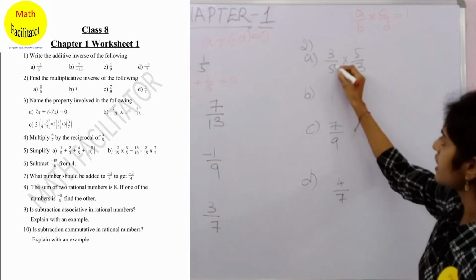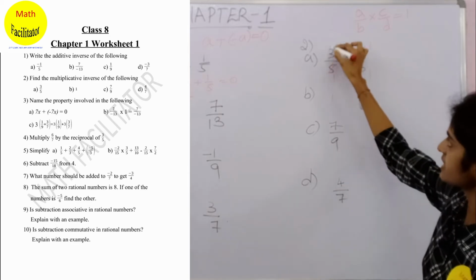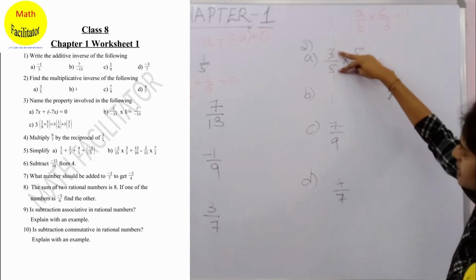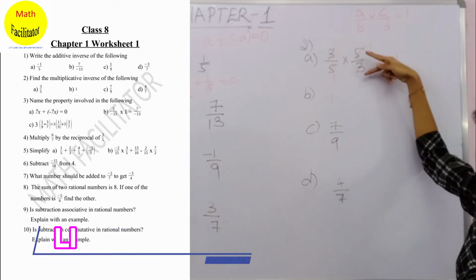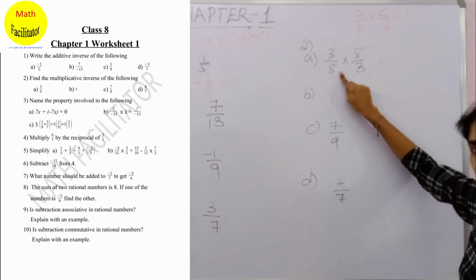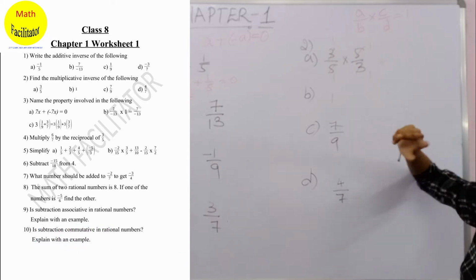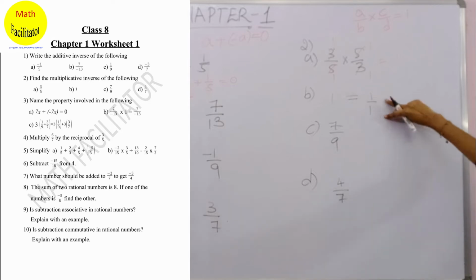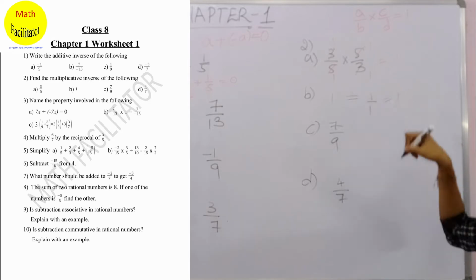It is 5 ones are 5, 3 ones are 3, so the answer is 1. How did I get it? Simply 3 by 5 I have reversed. This is called reciprocal. You are turning the numerator into the denominator and the denominator into the numerator. So this is called reciprocal. 1 is nothing but 1 by 1. Even if you take the reciprocal, you will get the same answer 1.